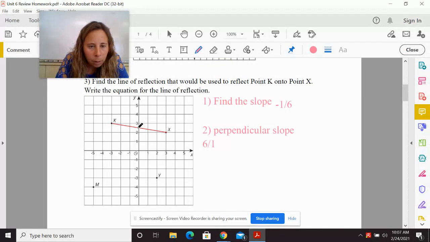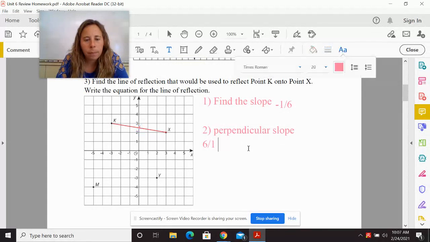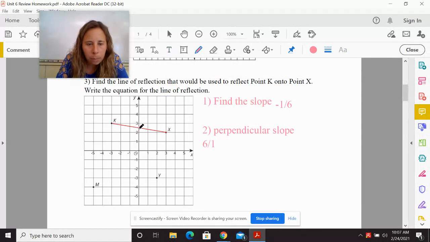Here's my middle. Okay, there's the middle of my line. Okay, so then I'm going to go up 6 over 1. Up, oh boy, I'm going to be off my graph. I'll go this way. So down 6, 1, 2, 3, 4, 5, 6, and then over, right there.